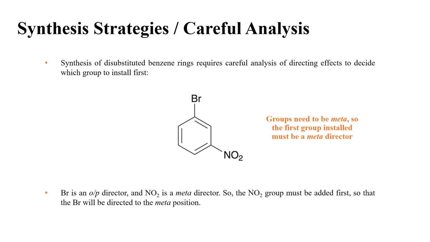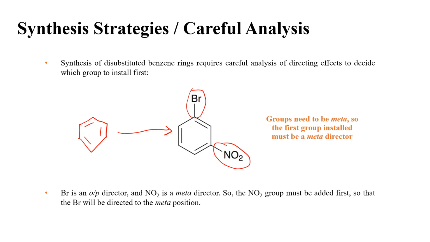Okay, so now we're going to use this toolbox of ours to synthesize benzene rings, okay? Now, when you're synthesizing benzene rings, you have to pay very close attention to where the groups on your product are, right? So if I'm starting with benzene and I'm trying to make this, in what order should I add my reagents to be able to get the Br and the NO2, the nitro group, at the correct positions? That's what you should ask yourself.